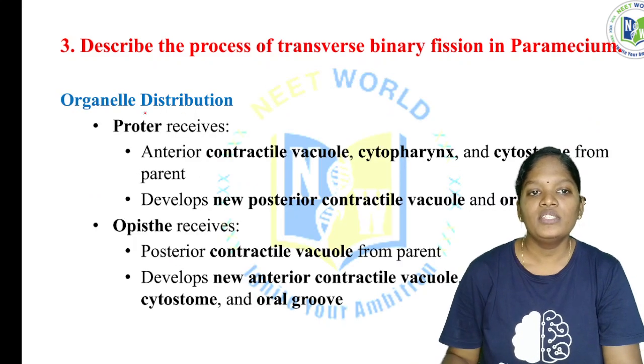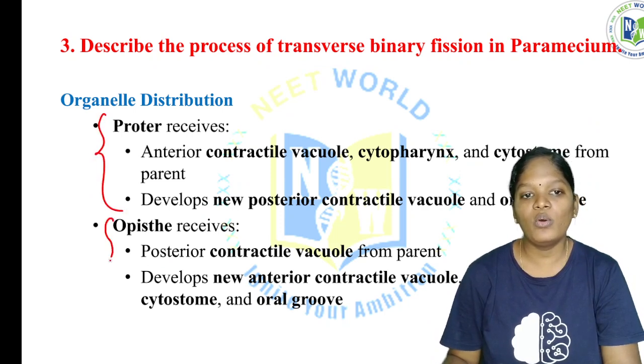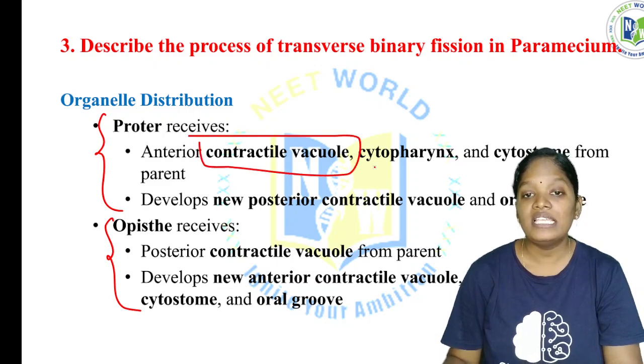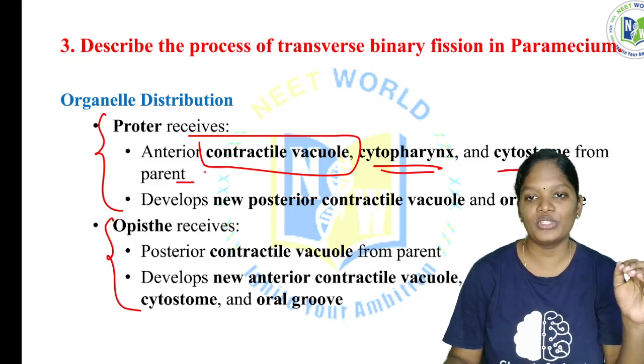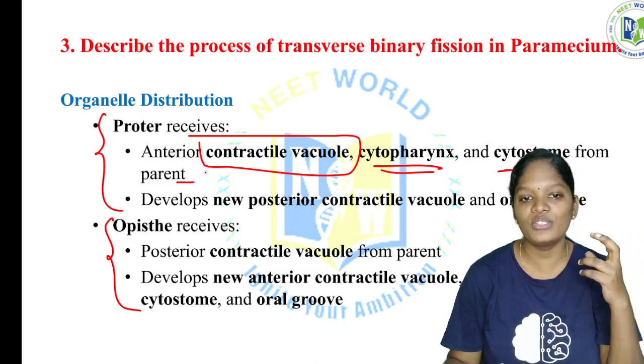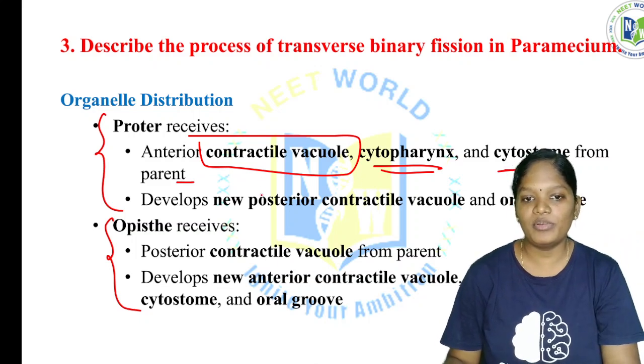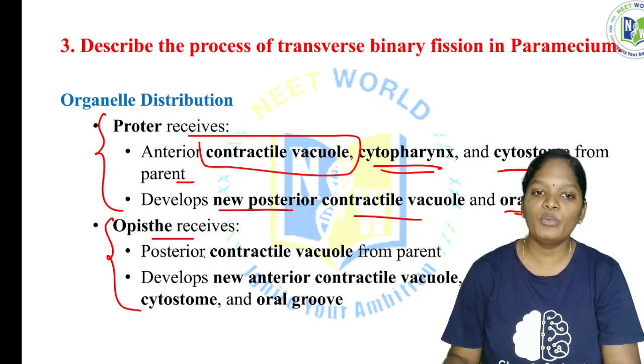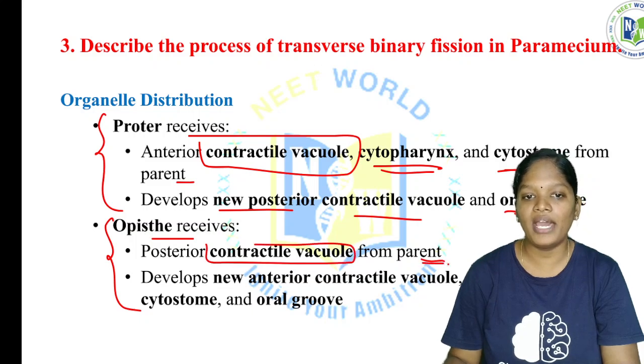Now, what is the organelle distribution? What is the proter going to receive, and what is the opisthe going to receive? The proter receives the anterior contractile vacuole, cytopharynx and cytostome from the parent, because it is in the anterior position, where the mouth region is present. It develops a new posterior contractile vacuole with an oral groove. The opisthe receives the posterior contractile vacuole from the parent.